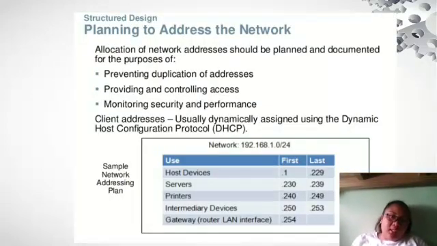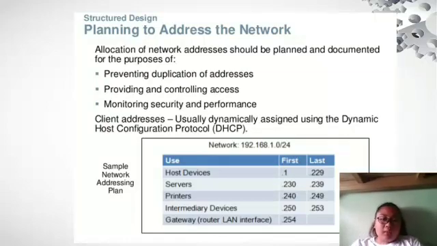Planning to address the network. Allocation of network addresses should be planned and documented for the purpose of preventing duplication of addresses, providing and controlling access, and monitoring security and performance. Client addresses are usually dynamically assigned using the Dynamic Host Configuration Protocol, or DHCP. This is a sample network addressing plan as shown in this video.